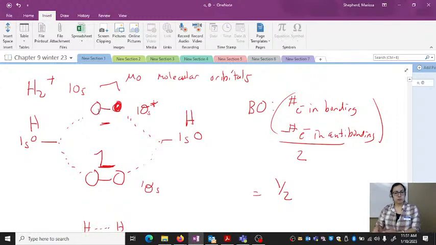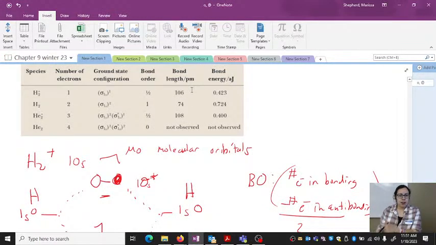What's the formula again for the bond order? So you just take the number of electrons in your bonding orbital. We had 1 electron in a bonding orbital, minus electrons in anti-bonding. We didn't have any in the anti-bonding, so minus 0, and then divided by 2. You always divide it by 2 at the end there.